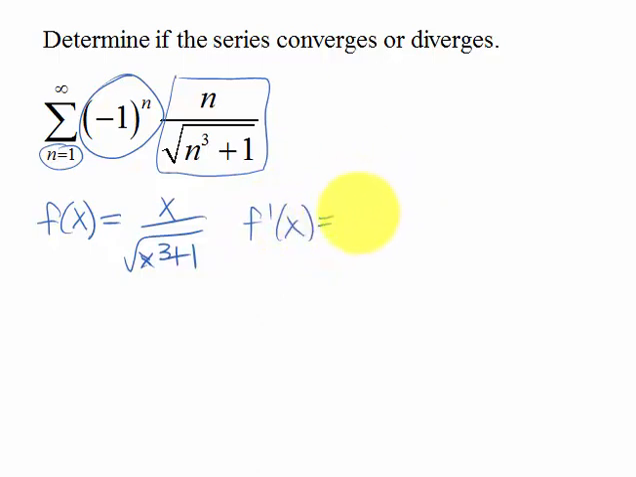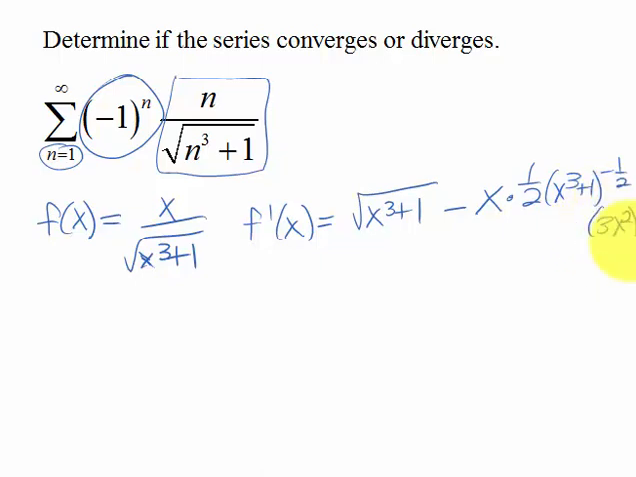This is going to be quotient rule: bottom times the derivative of the top, which is 1, minus the top times the derivative of the bottom. So that's going to be a 1/2, and then (x cubed plus 1) to the minus 1/2, and then we've also got the chain rule. I'm just going to have to squish it on after here. This is also multiplied by 3x squared, and then all that is over the bottom squared, which is (x cubed plus 1).